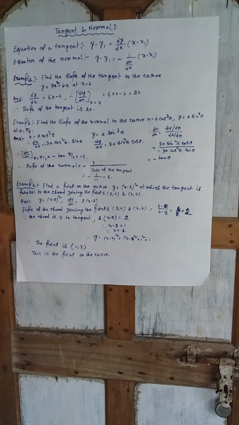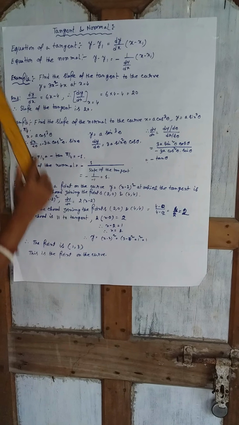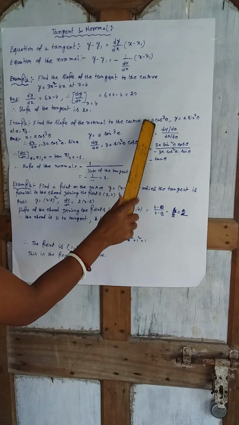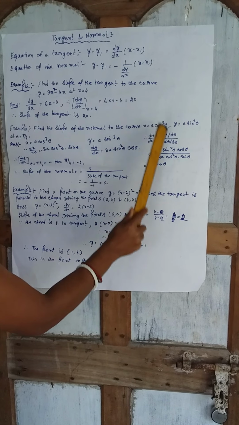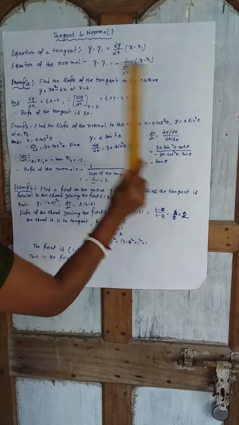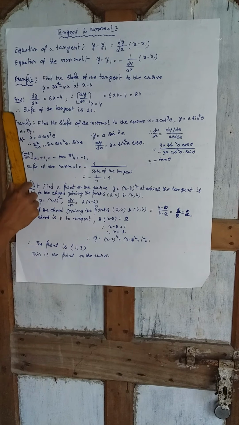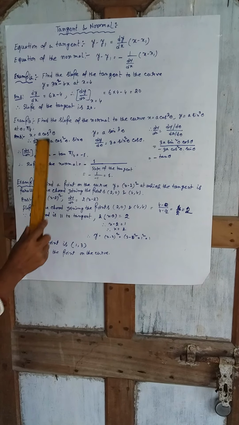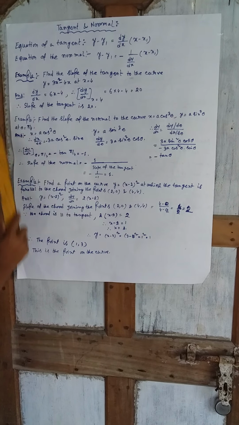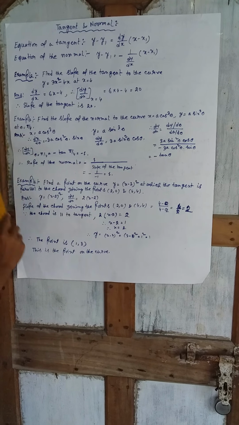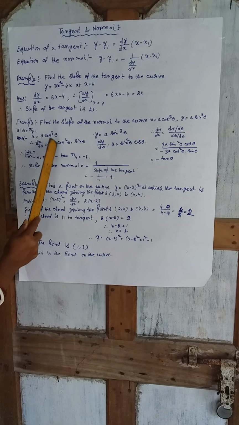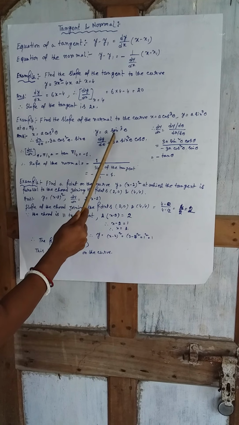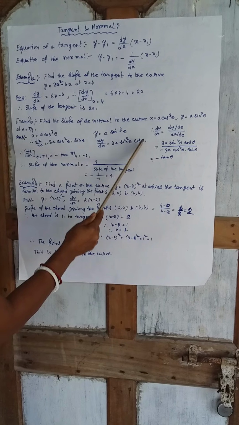Now the second example. Find the slope of the normal to the curve x equal to a cos cube theta, y equal to a sin cube theta at theta equal to pi by 4. Now this is the parametric form. So x equal to a cos cube theta, so dx/d theta equal to minus thrice a cos square theta sin theta. Now dy/d theta equal to thrice a sin square theta cos theta.